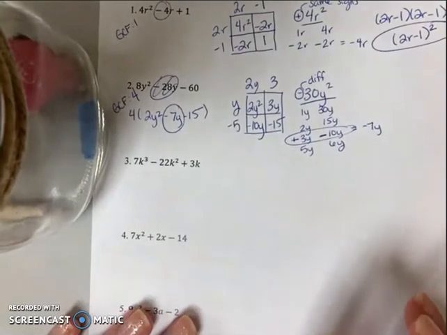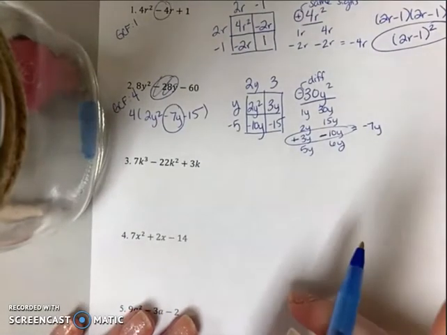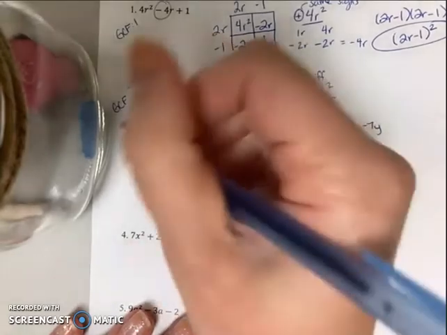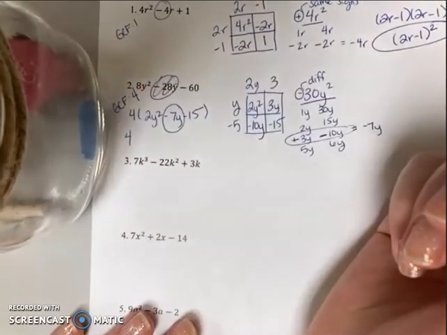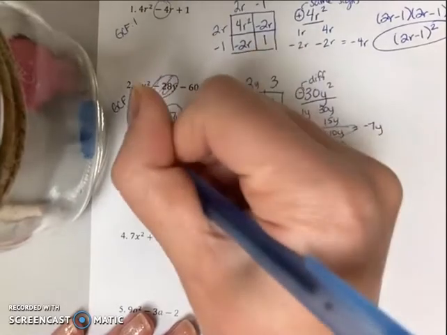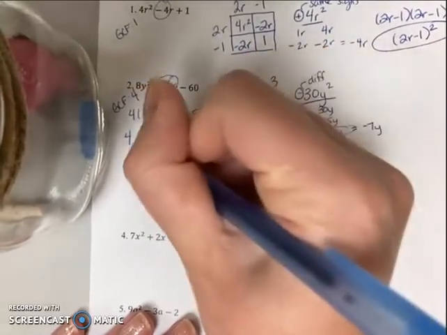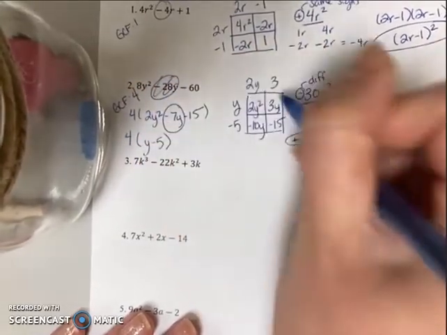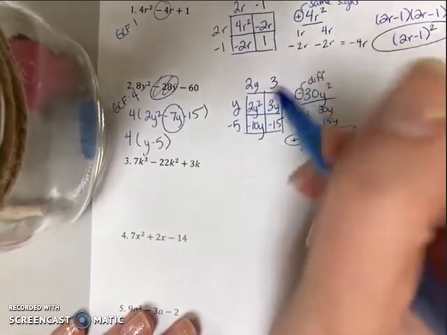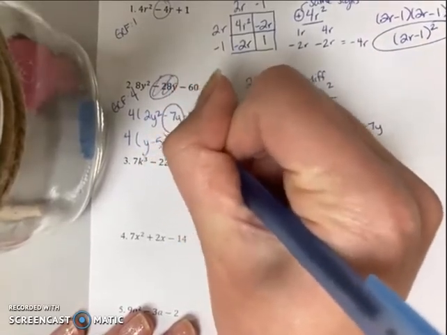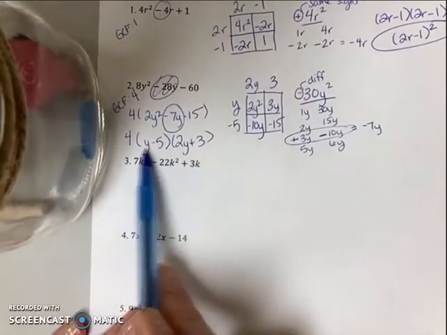So when I write my final answer, we cannot forget to include the GCF. It doesn't magically disappear. So we still have that 4 out front. And now, in parentheses, I'm going to have y minus 5 and 2y plus 3, because that's a positive 3. 2y plus 3. And that would be our final answer.